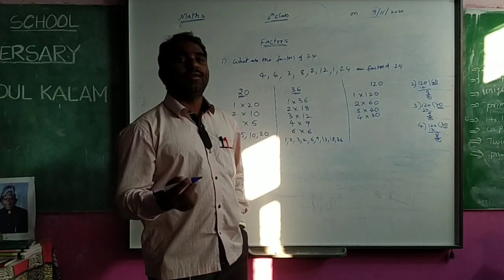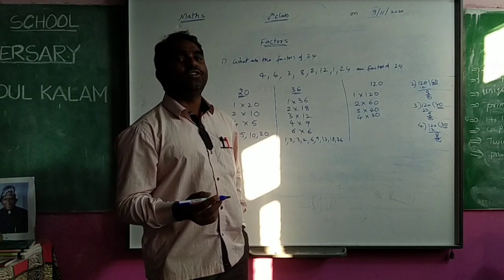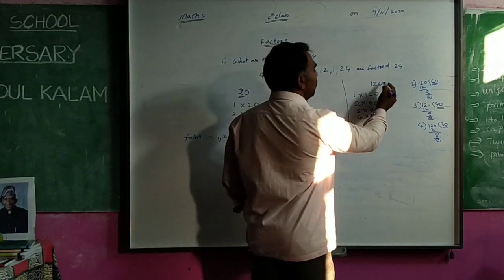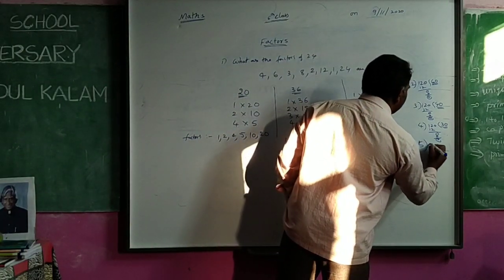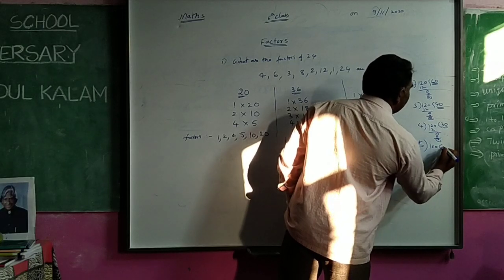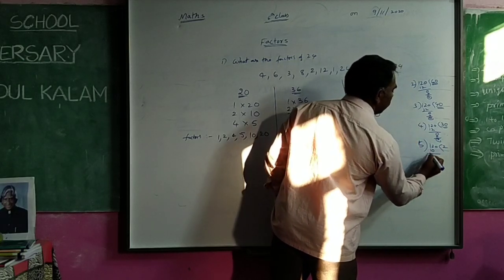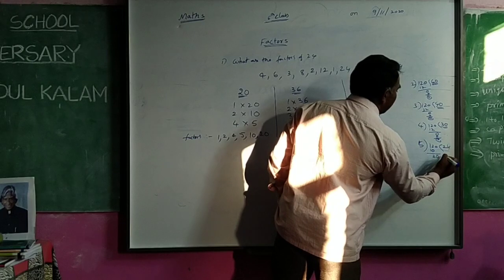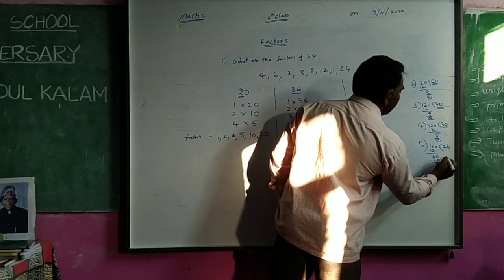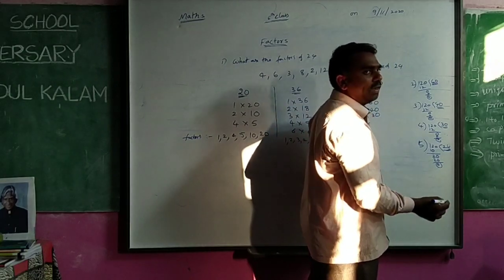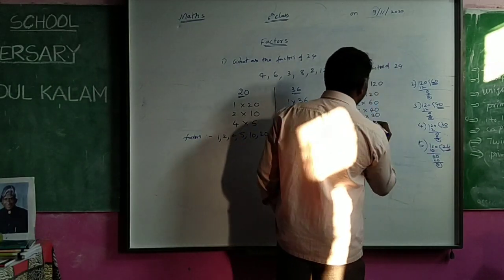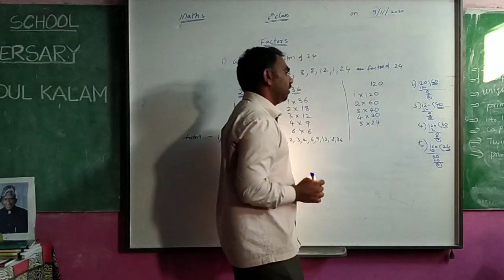After 4, the 5 table. The 5 table rule we discussed yesterday: the last digit must be 0 or 5. Yes, here 0 is there. That's why it will come in the 5 table. How will it come in the 5 table? 5 2s are 10. 2 left, 0 here. 5 4s are 20. So you got 0. Remainder 0 means it is coming in the 5 table. How? 5 24s are 120.